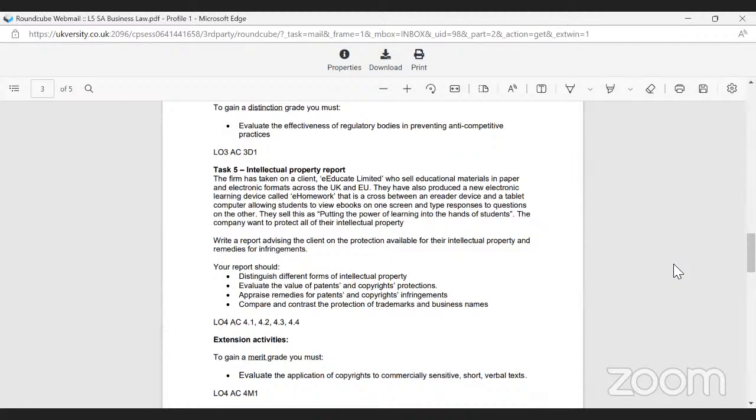You need to also evaluate the value of patents and copyright protections. You need to look at appraising the remedies for patent and copyright infringements, and you also need to compare and contrast the protection of trademarks and business names. And that's learning outcome 4, what we did last week, Sumit, okay? And you look at AC 4.1, 4.2, 4.3, and 4.4.